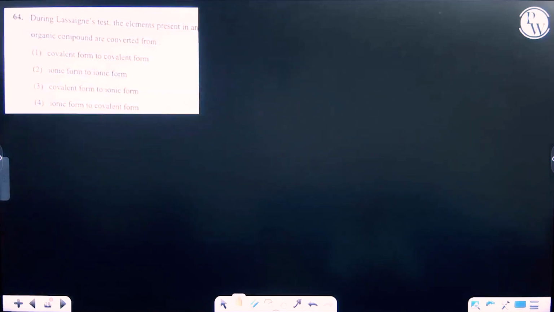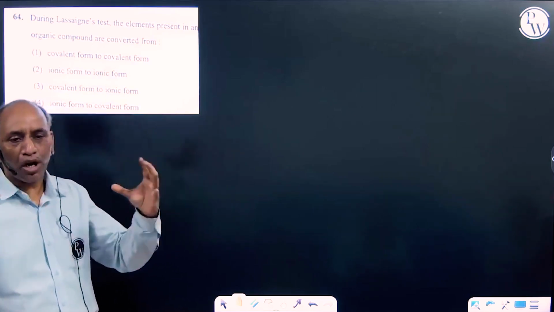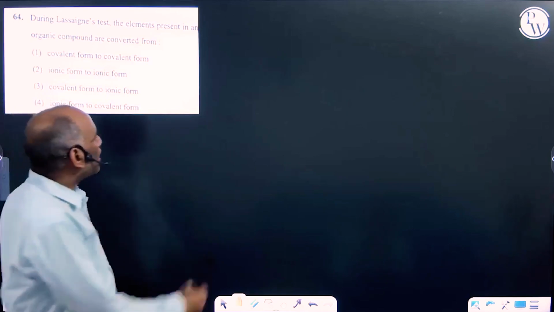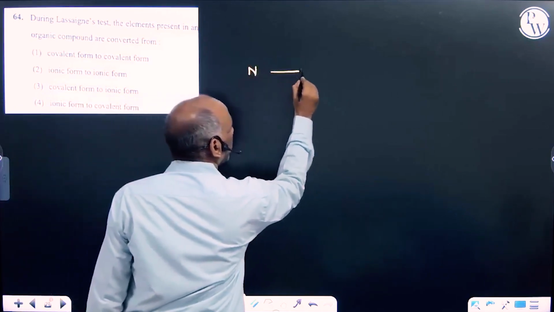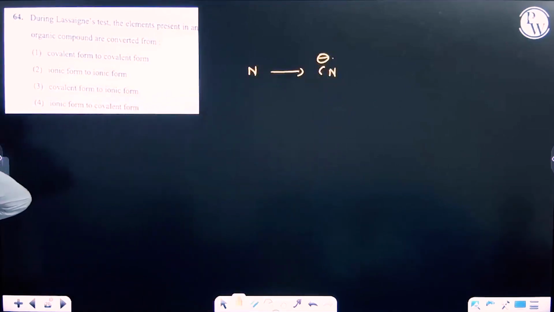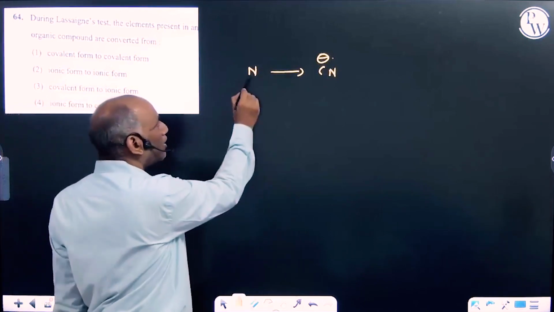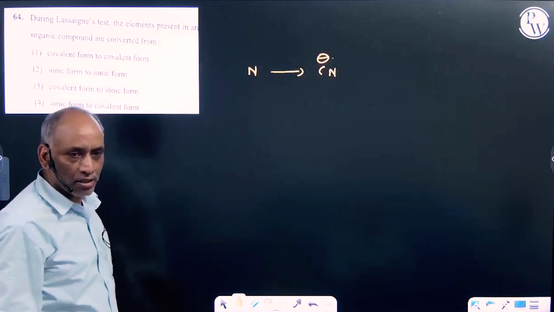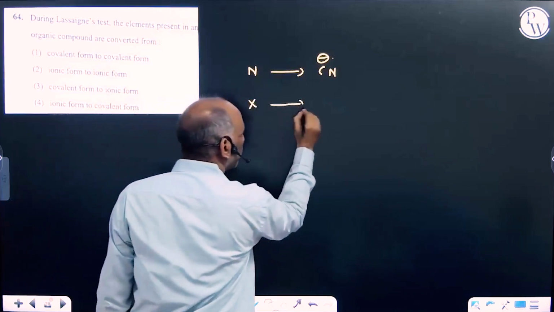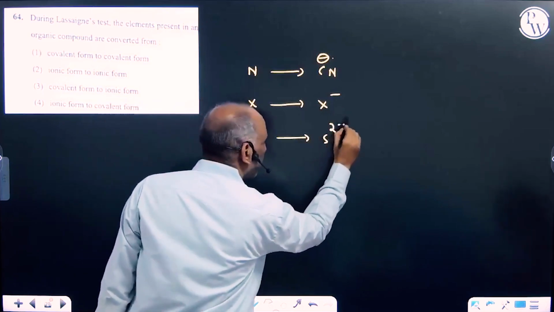If you look at Lassaigne's test, the elements present in an organic compound are converted from covalent to ionic form. This is chemistry where carbon is involved, where covalent bonds are there. Whatever nitrogen is present will be converted into cyanide ion, because ionic reactions are easy to carry out and it is easy to identify the ions. So the nitrogen part will convert into cyanide ion, whereas if halogens are there, they will get converted into halide ion. If sulfur is present, that will get converted into sulfide ion.